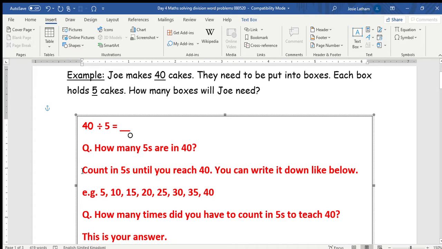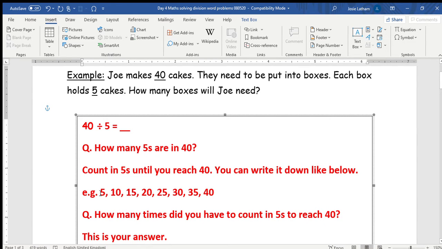You can write it down like I've done it here, or you can count in 5s on your fingers. Sometimes you will have enough fingers to count in 5s on your fingers. Sometimes you'll need to write it down, it'll be easier. So I've counted in 5s like this: 5, 10, 15, 20, 25, 30, 35, 40. How many times did I count in 5s? That's our next step to reach 40.